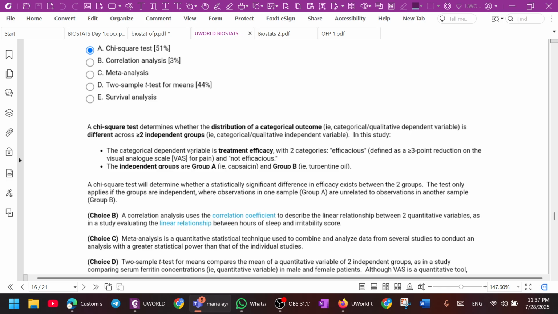A chi-square test will determine whether a statistically significant difference in efficacy exists between the two groups. The test only applies if the groups are independent, where observations in one sample are unrelated to observations in another sample.